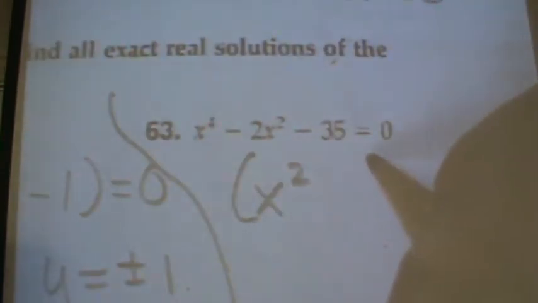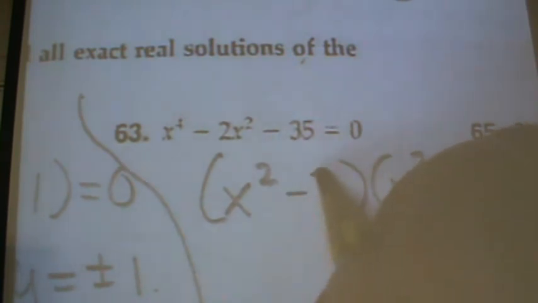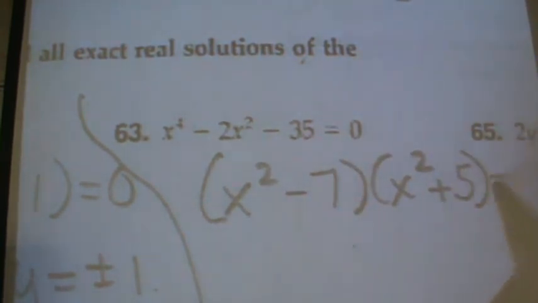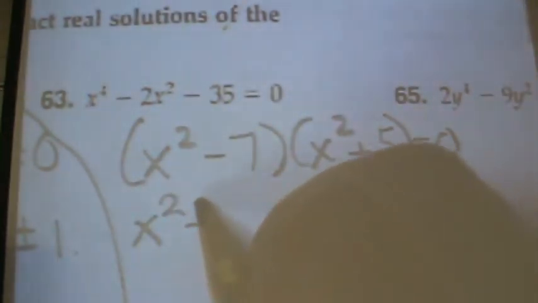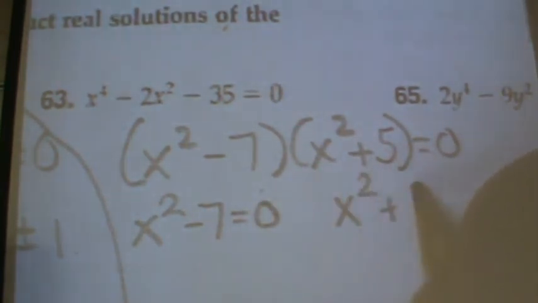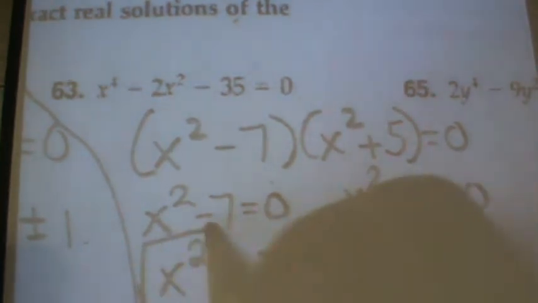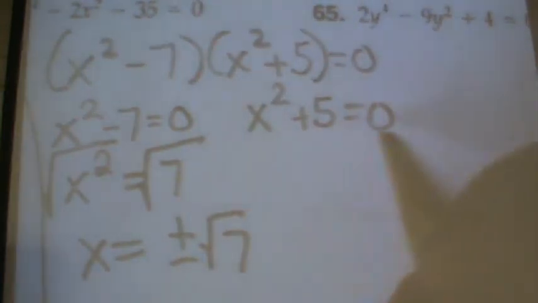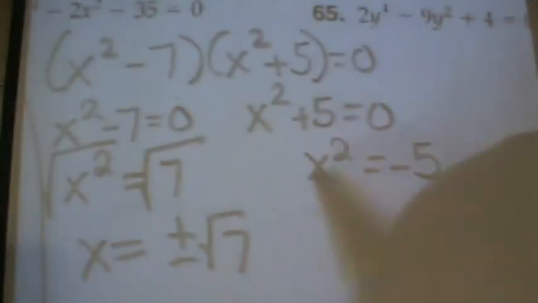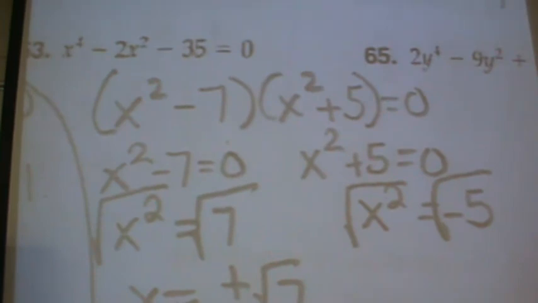Next one. X squared, X squared. What times what is 35 but adds to be -2? 5 and 7. What kind of 5 and what kind of 7? So when you set these equal to 0, what answers do you get? Plus or minus root 7. And what ends up happening over here? No solution. You can't take the square root of a negative number. So this one, there were only 2 solutions. Plus or minus root 7.